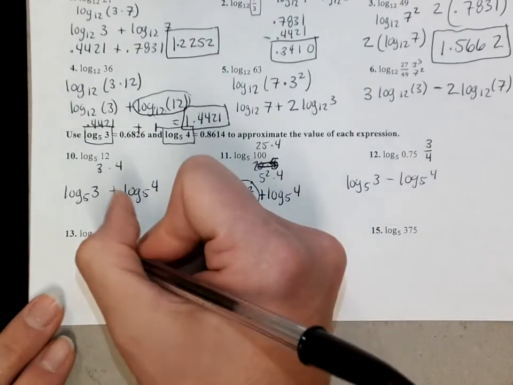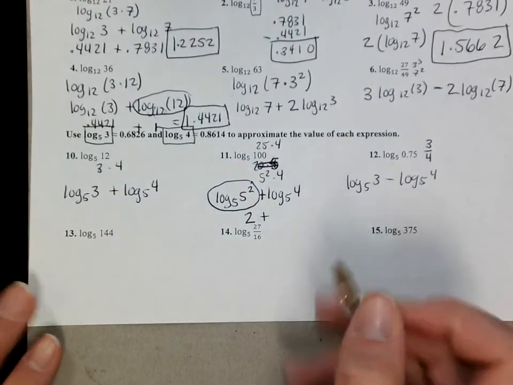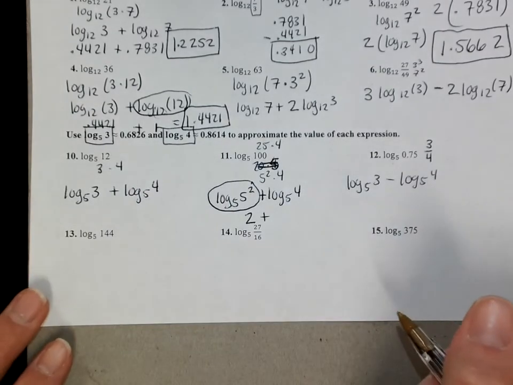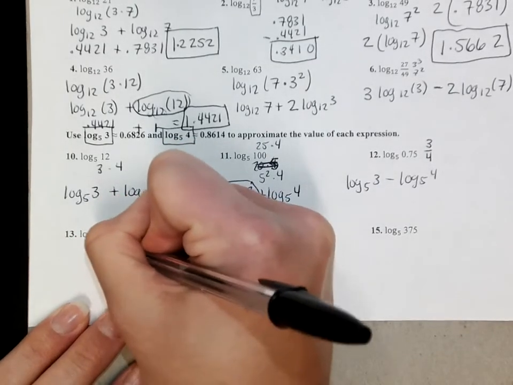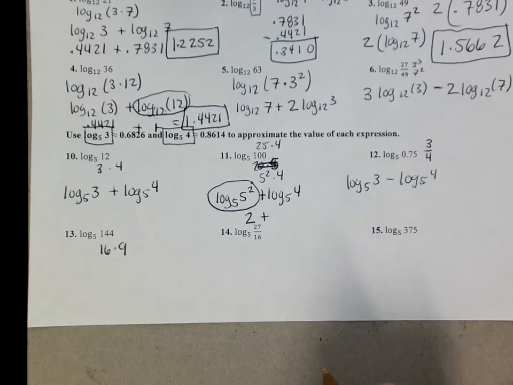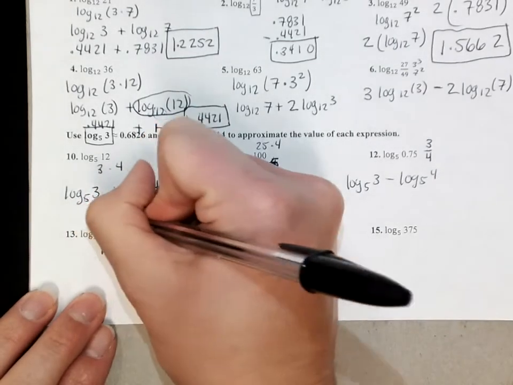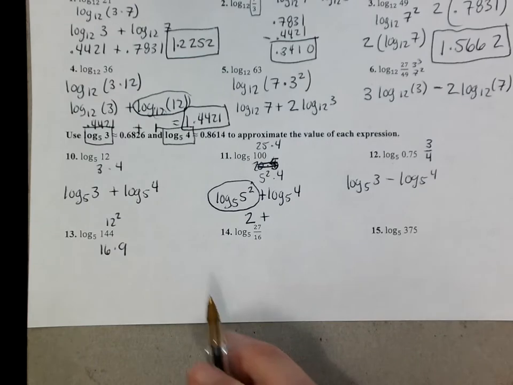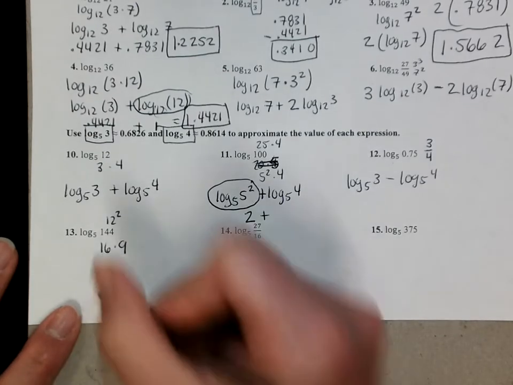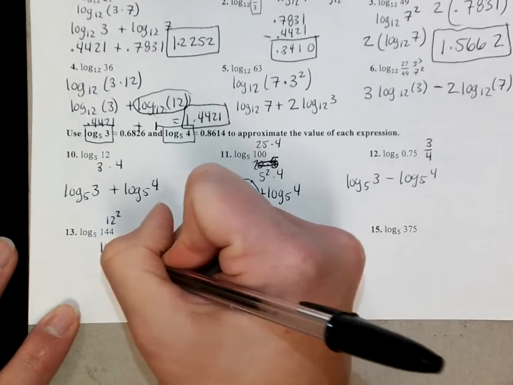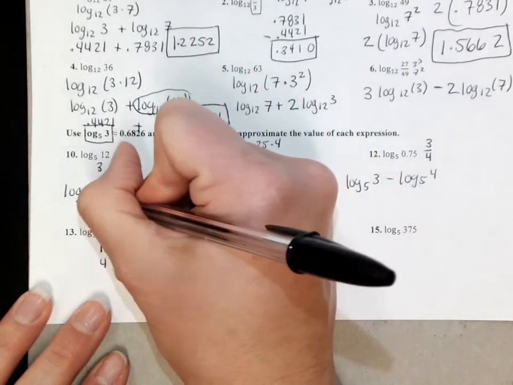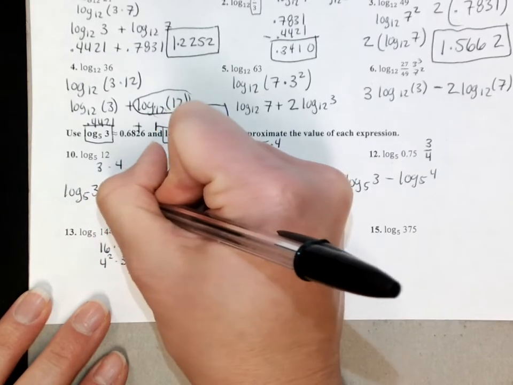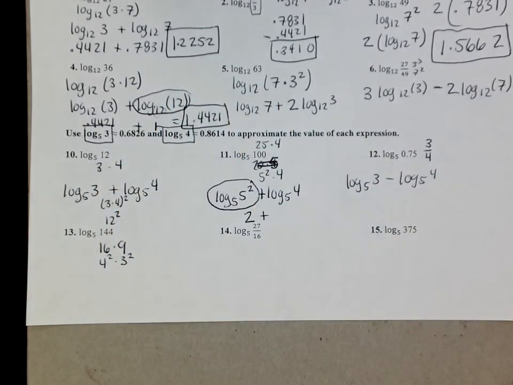144 is actually 12 squared, and you kind of know that. But how does a 12 squared help you? Well, 144 is actually also 16 times 9. There are a couple of ways. I'm going to do this both ways, 12 squared and 16 times 9. So I could say that 16 is 4 squared and 9 is 3 squared, or I could say that 12 is 3 times 4, squared. Either one would get me the same answer.